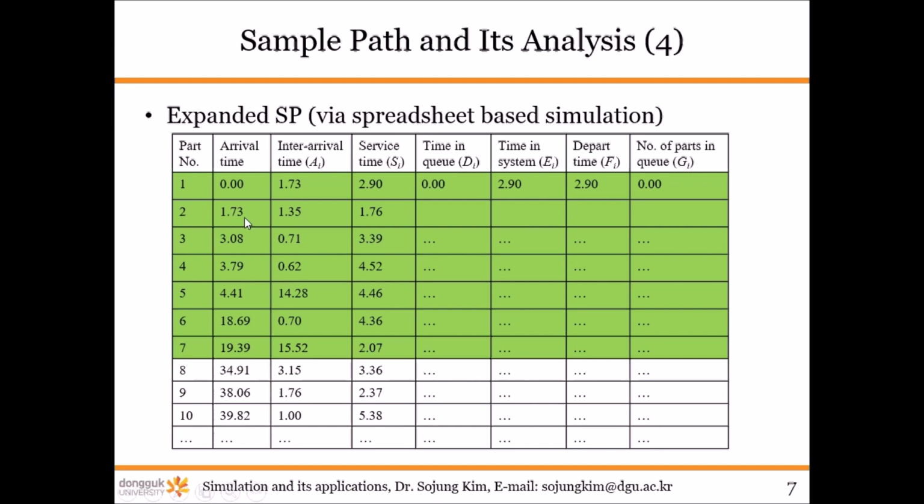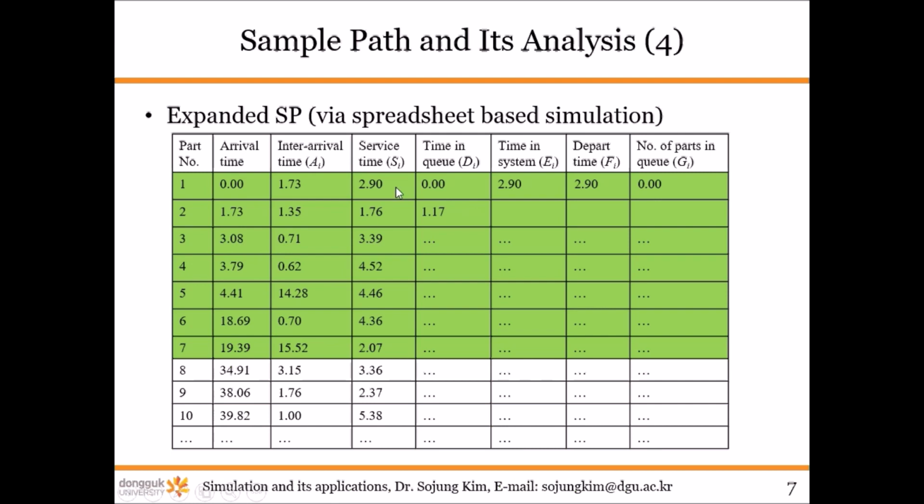So how long? Because the first part takes 2.90, and the second part arrives at the system at 1.73, you need to subtract this number from 2.9. That value will be the time in queue for this second part. So 1.17 will be the time in the queue of the second part.